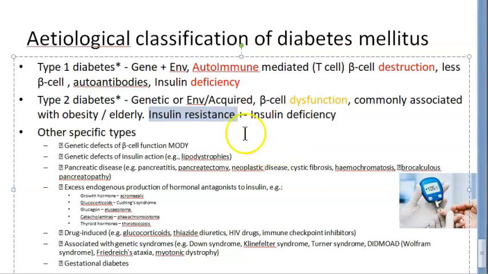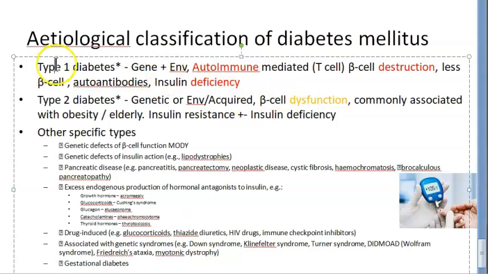Okay, you understood. So what are the unique words, people? I'm telling you again because type 1 and type 2 are so difficult to write as a definition, right? Type 1: autoimmune, beta cell destruction, autoantibodies will be there in these people, deficiency of insulin. Type 2: beta cell dysfunction, associated with obesity, or in the elderly, there will be insulin resistance combined with insulin deficiency. Okay, got it?